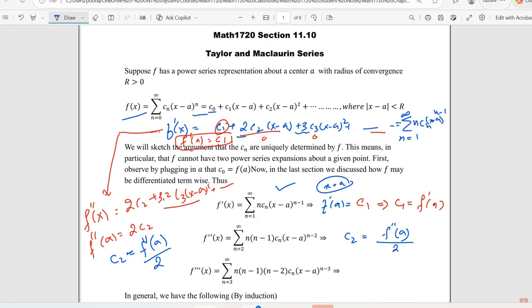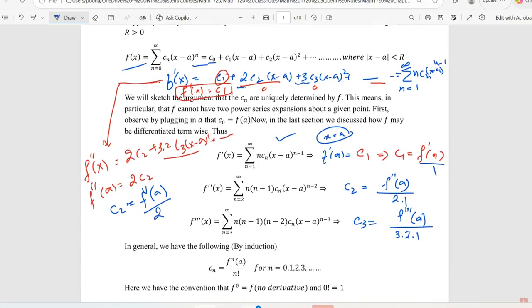And similarly going on, you will notice that for c3, when I differentiate a third time and put a in place of x, in the denominator it will be 3 times 2 times 1. Here it is 2 times 1, right? Here it is 1. So basically I can keep on going and generalize by induction that c_n is the nth derivative of the function at a divided by n factorial for all n values.